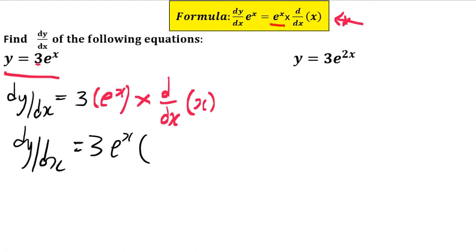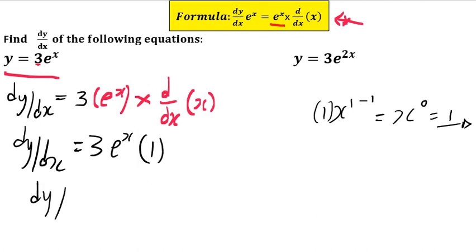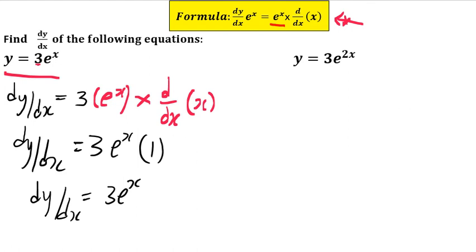So when you differentiate x, let's say it's x to the power of 1, then you're gonna say 1. To solve this, n is 1, minus 1, and then you're gonna get x to the power of 0, then you're gonna get 1. Anything to the power of 0 is 1. So that's why they didn't write it on the formula sheet, because it's multiplied by 1. So your dy over dx is gonna be 3e to the power of x. That's your answer. Basically, you just write it as it is. Okay, let's just erase that.